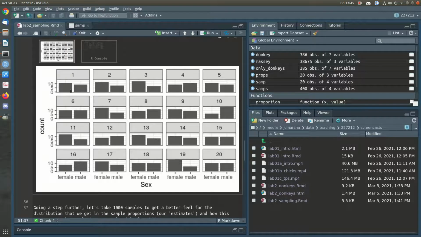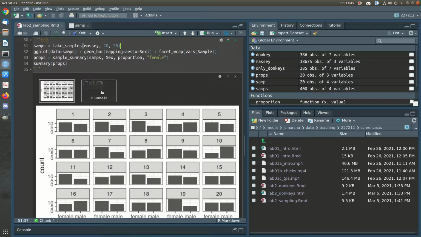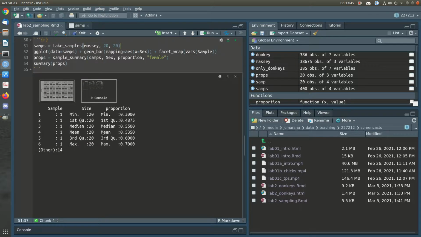So you can see that some of the time there's more females, some of the time there's more males, like in 4 and 10, and there's quite a few more males. Okay, and some of the time it's about the same. Okay, and we can get a summary of the proportions across those 20. So you can see that the proportions across those 20 have a mean of 53%, but range from 30% to 70% females. So one of the samples had 70% females, and one or more of the samples had 30% females, so there was quite a range.